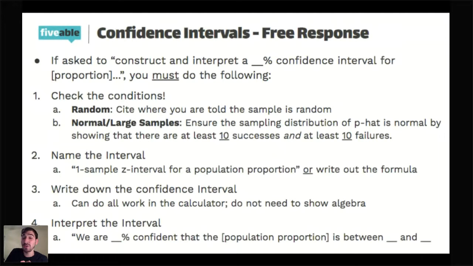Just np and nq is the 10 successes and 10 failures. That's the large sample condition. We are checking that every time. What Dara is referring to with the 10% condition is when we're sampling in real life, we sample without replacement.